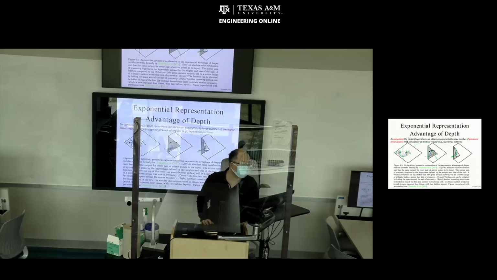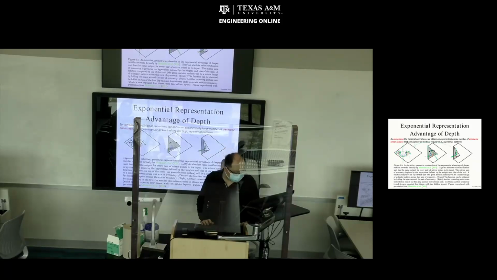Any question about this visualization? Is it clear to you? The relationship between paper folding and composing linear, not necessarily linear, but composing the hidden layers.